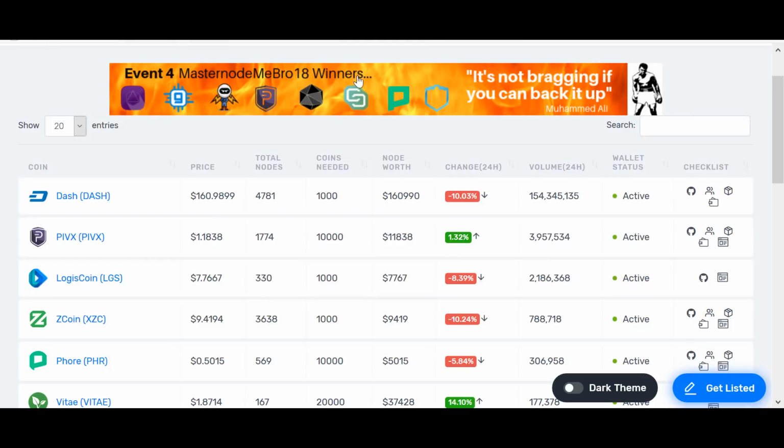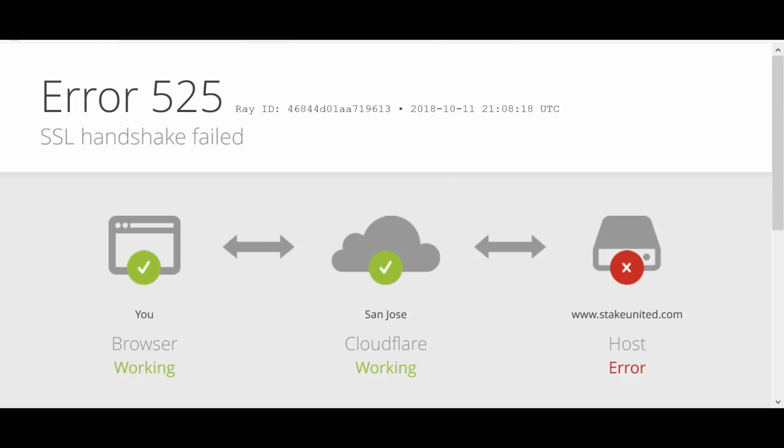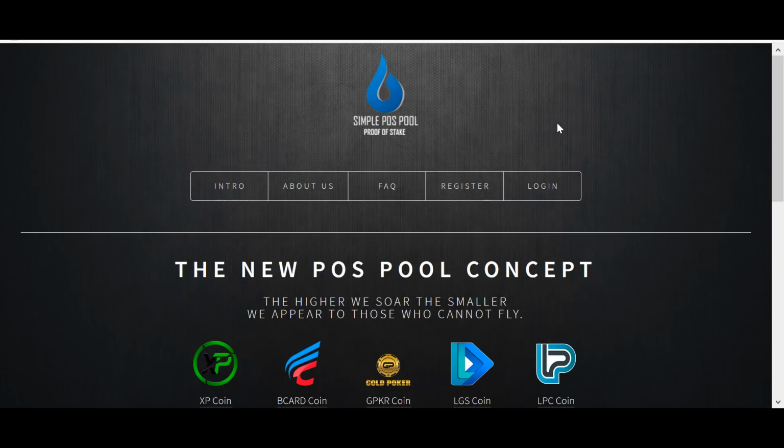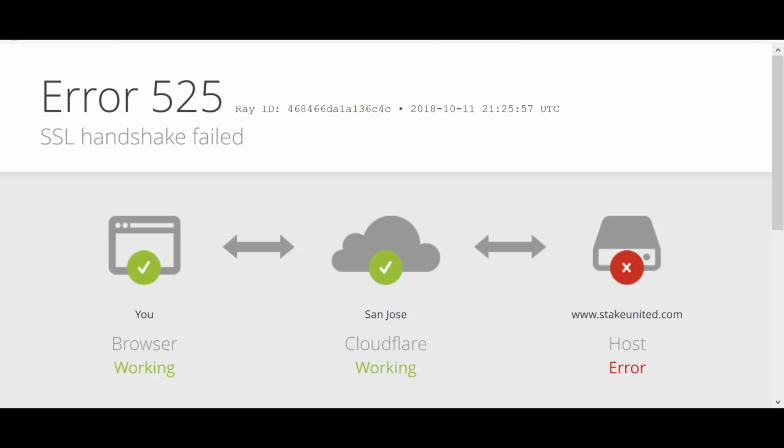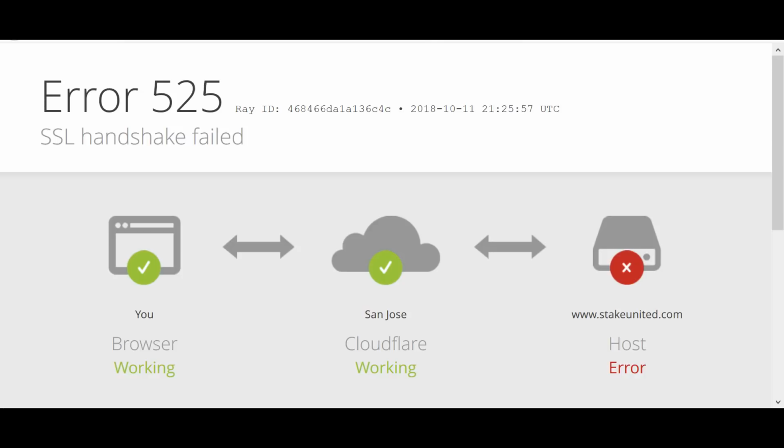Now, here's the number one concern. I told you the wallets were the number one issue for beginners. So this is exactly why I personally use Simple POS Pool and Stake United. Oh, Stake United's website's down. But I use both Stake United and Simple POS Pool, and I'll put links down below. I don't know why their website's down right now. It says the host error. I'll come back and check on that.